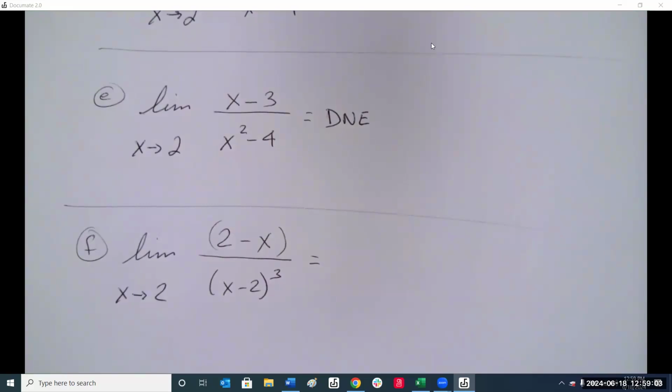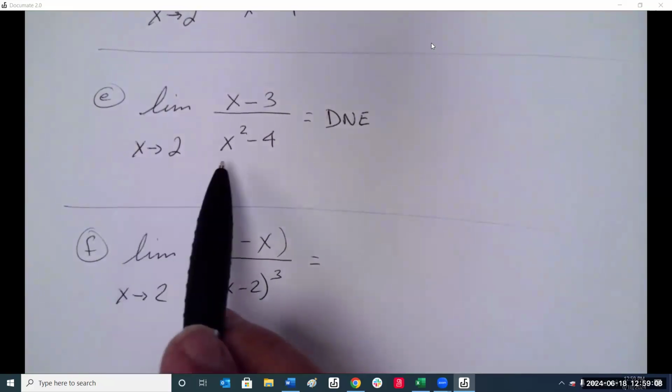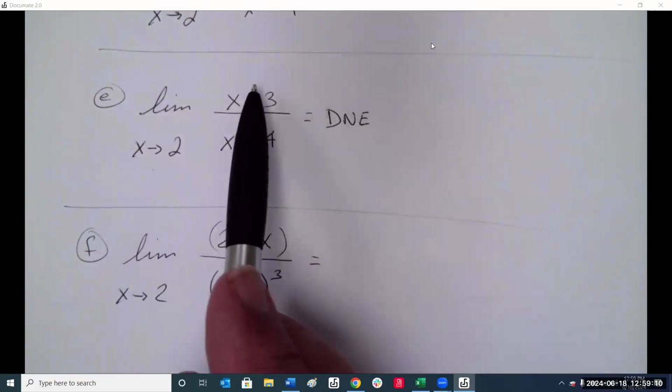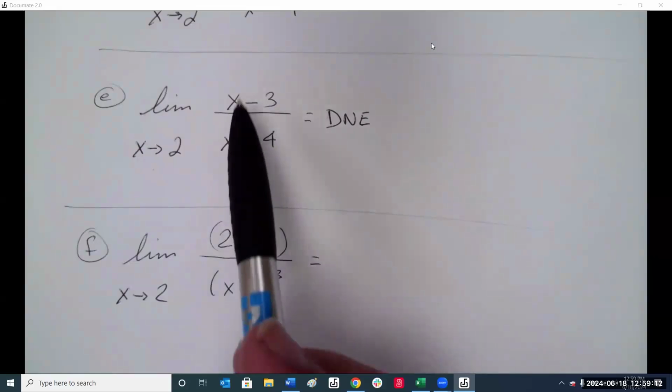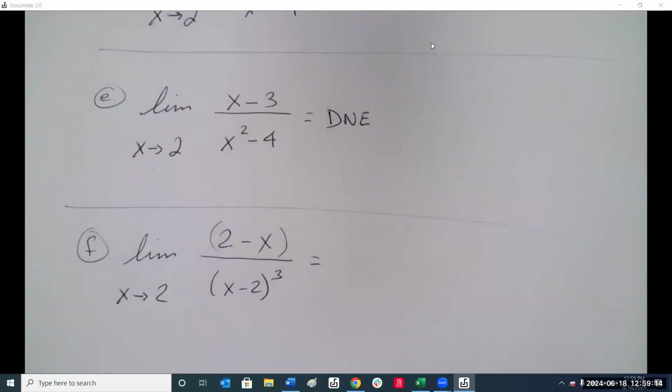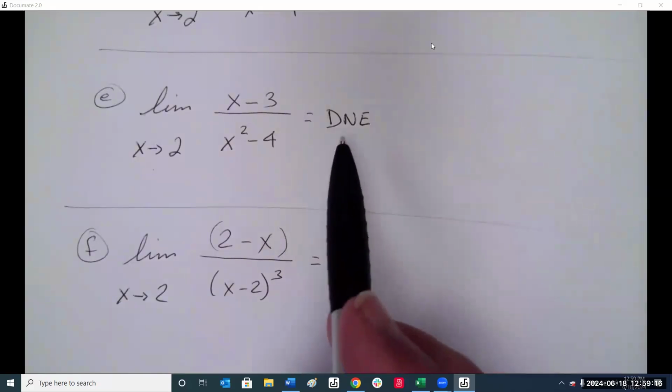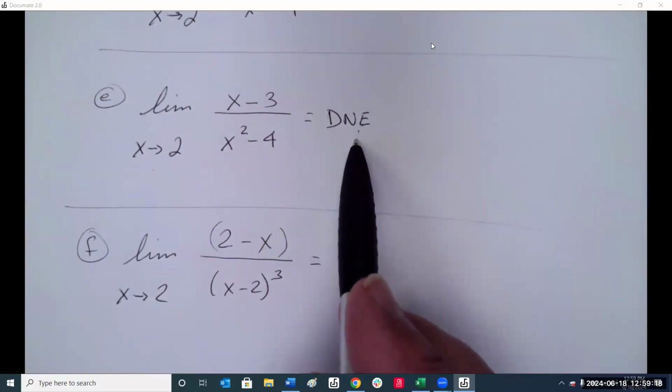For 3 reasons. If you plug in 2, what do you get? You get -1 over 0. How many times can 0 go into -1? Infinite, which is undefined, does not exist.